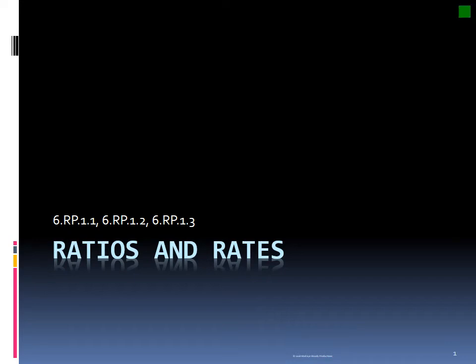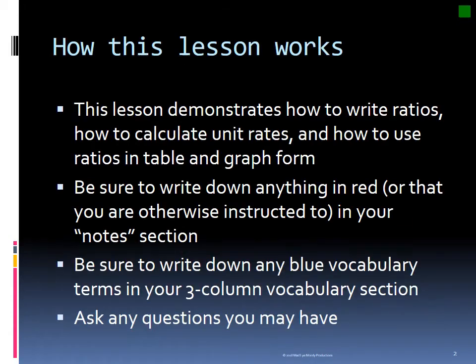This lesson demonstrates the different components of ratios and rates. The way this lesson works is by demonstrating, first of all, how to write ratios. You'll also learn how to calculate unit rates. You will learn how to use and write ratios in table and graph form.